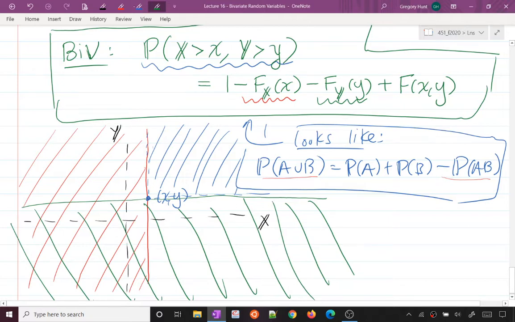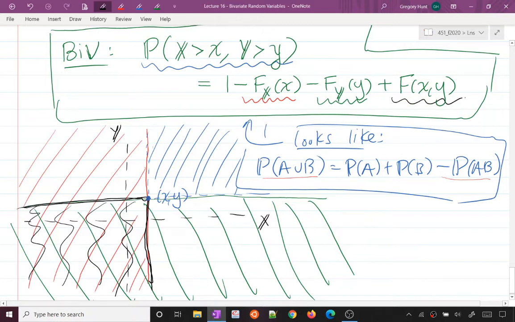But now I've double counted this area in black. This black rectangle has been double counted, so I'm going to add that back in because I've subtracted it twice. So that's basically the theorem. Again, not the most formal proof, but you could prove it with this really basic theorem we learned back in, say, lecture 2 or 3. That would be how you prove it.